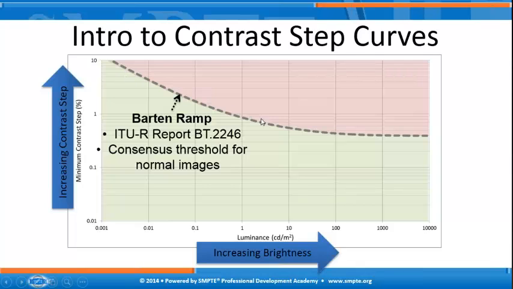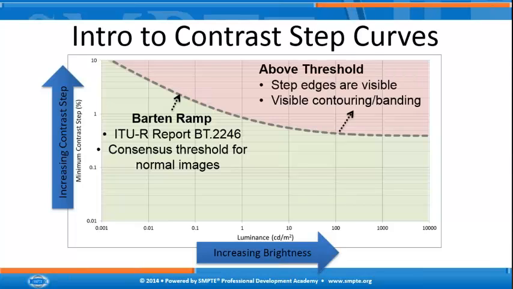What we throw on this curve is kind of a visual threshold level. This is taken from an ITU-R report, BT.2246. This has to do with the UHD-TV standards, which became Rec 2020. There was a lot of discussion in there about visual aspects of the system, and this was one piece of it. This is something they called the Barten ramp, coming from the Barten model for human vision. And this was kind of a consensus threshold at the time for normal imagery in a system like that.